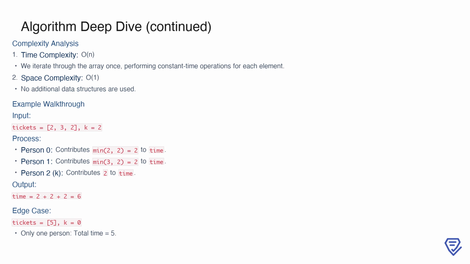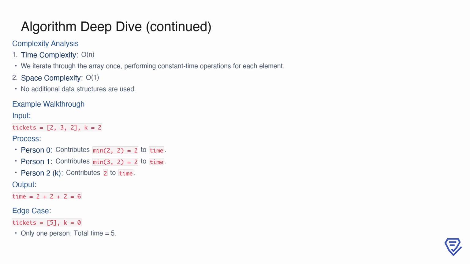Let's go through an example to see how this works. For the input tickets equals [2, 3, 2], and k equals 2, we calculate the contributions. Person 0 contributes min(2, 2) equals 2, person 1 also contributes min(3, 2) equals 2, and person 2, being the kth person, contributes all of their tickets, which is 2. Adding these gives a total time of 6.